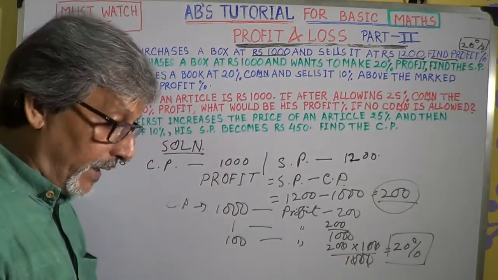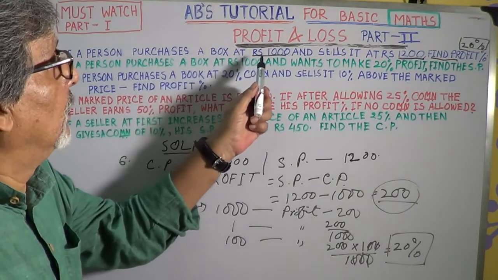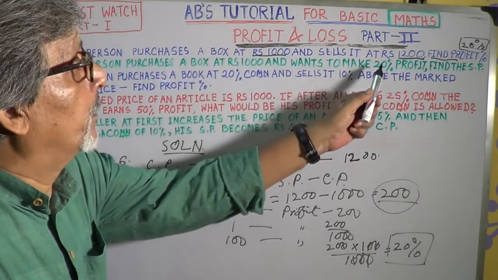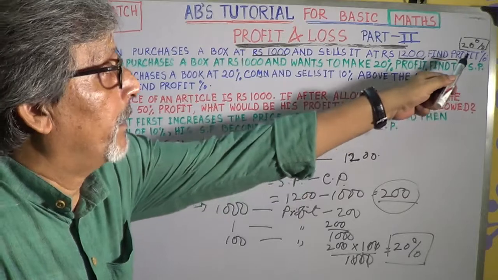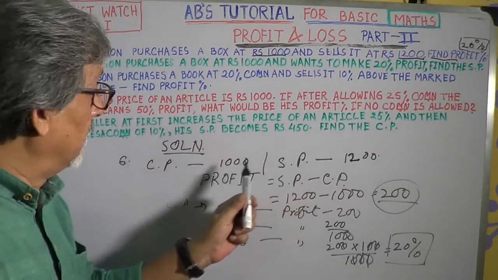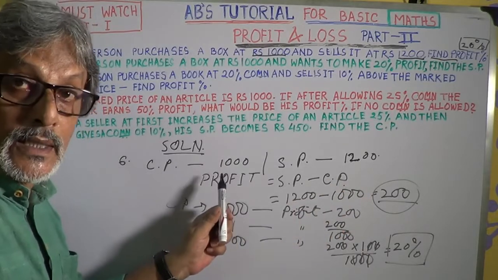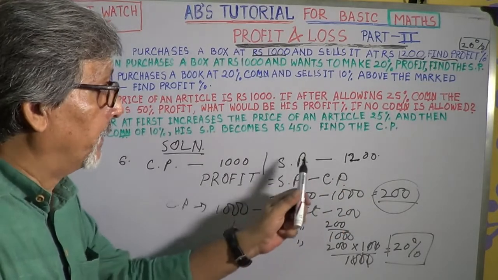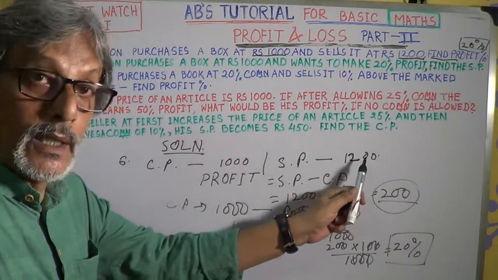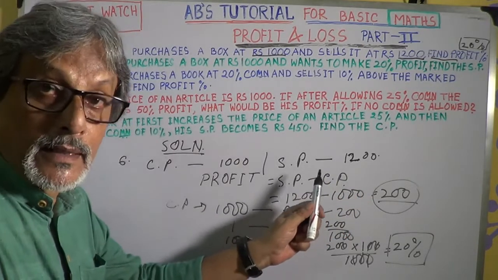20% profit the person has made. So if a person purchases a box at rupees 1000 and sells it at rupees 1200, find the profit percentage. Here we see that the SP is 1200 and CP is 1000. So the amount of SP, that means 1200, is larger. So profit is equal to SP minus CP.